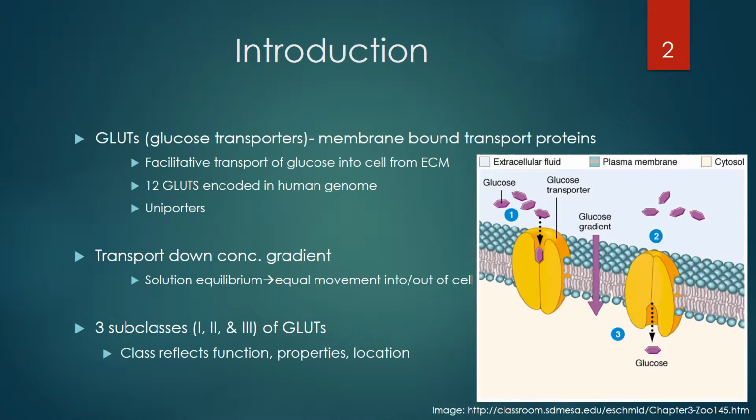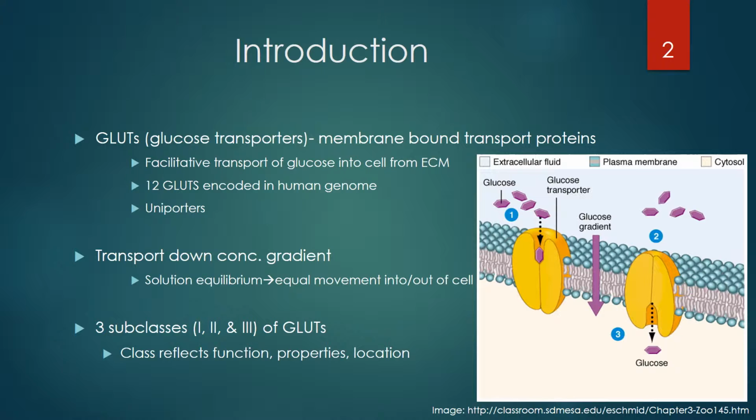Glucose transporters are membrane-bound proteins that aid in the facilitated transport of glucose into the cell from the extracellular matrix. In the human genome, there are a total of 12 GLUT molecules that are known, but research is still being done to identify more. And the majority of them are uniporters, meaning that they only transport glucose in and out of the cell and no other molecules.